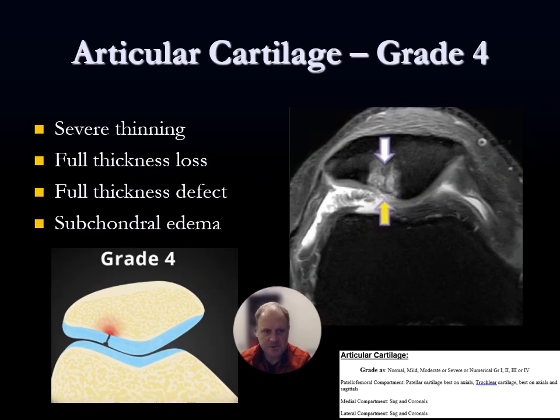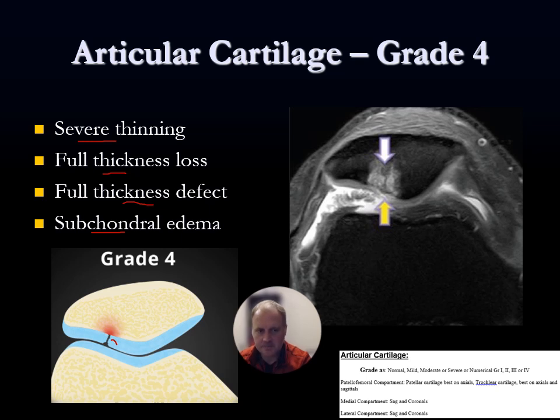Grade 4 chondromalacia is severe thinning with full thickness loss or full thickness chondral defects, and especially with subchondral edema. So that should basically, by definition, go to the bone. And you can see here we have some full thickness fissuring and loss, and then more extensive subchondral edema for grade 4 chondromalacia.